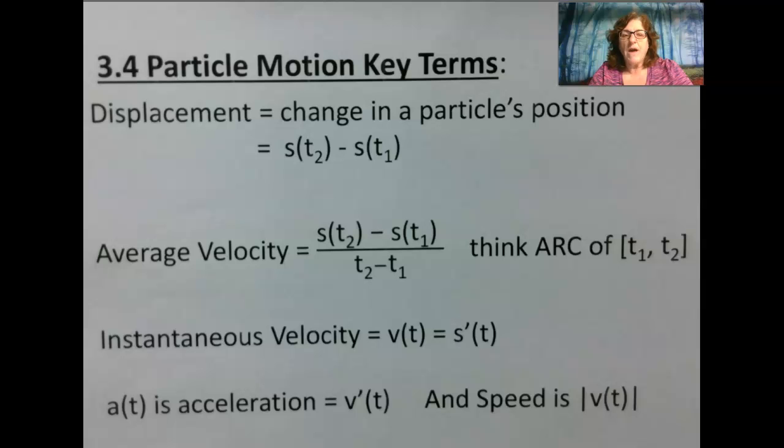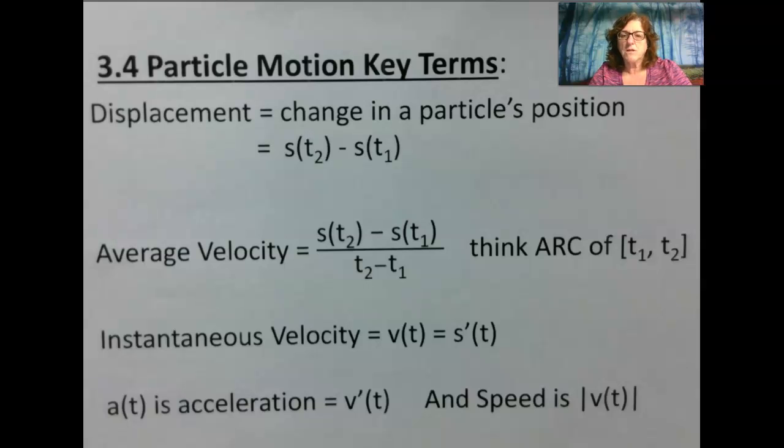When you think of average velocity, you want to think of the average rate of change over the closed interval. So I'm doing no more than the slope of the secant line that would pass through these 2 points of the function. Next we have instantaneous velocity, which is the derivative of position. So v of t is equal to s prime of t. And then we have acceleration, which is the derivative of velocity and the second derivative of position.